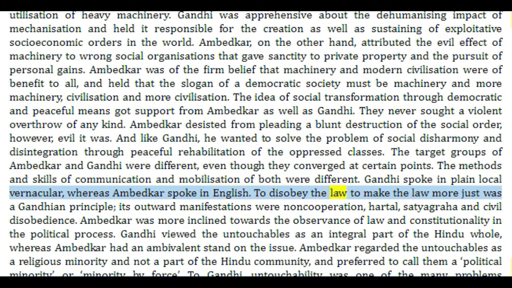To disobey the law to make the law more just was a Gandhian principle. Its outward manifestations were non-cooperation, hartal, satyagraha, and civil disobedience. Ambedkar was more inclined towards the observance of law and constitutionality in the political process.